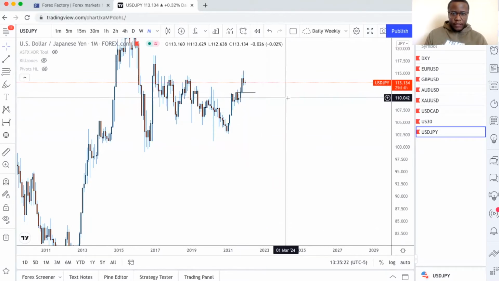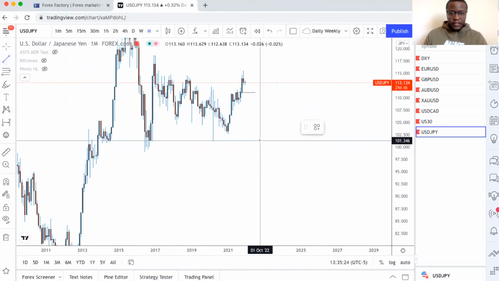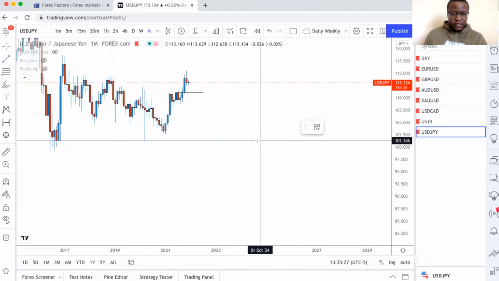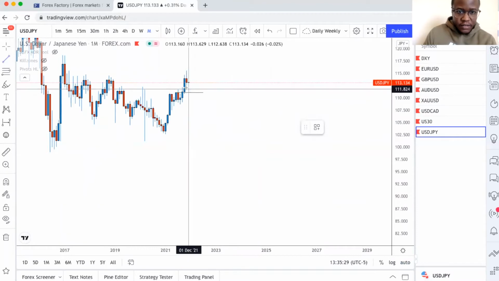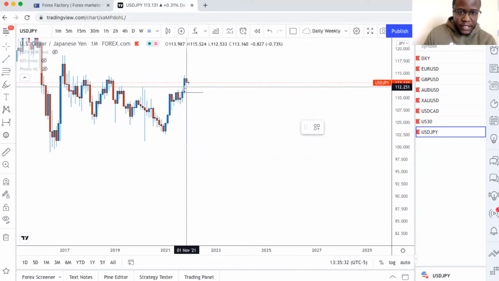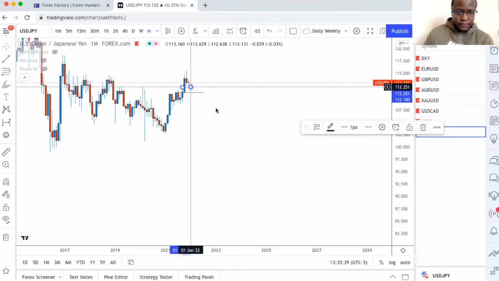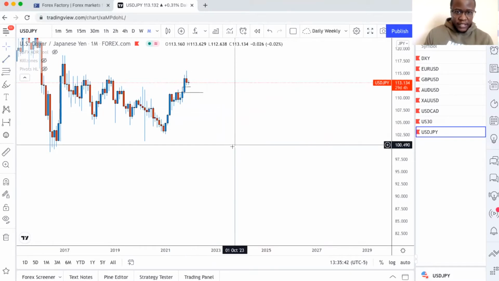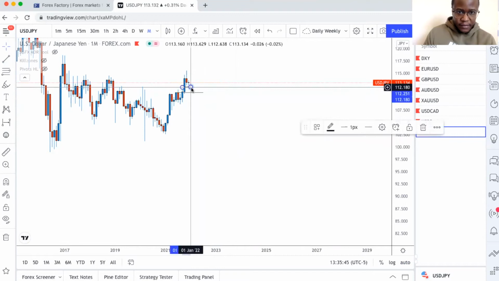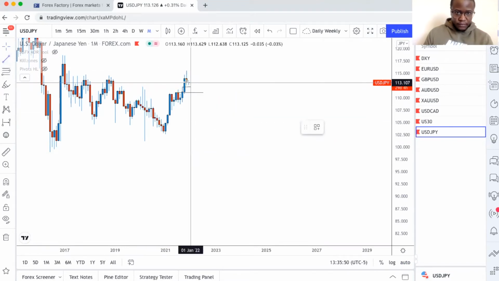We have that level. We also have this little, zoom in a bit, this little gap right here between here and here. I'll mark that off as well. And then to the upside, I'll mark off the level where you see these rejection candles. I'll definitely mark these off as well.